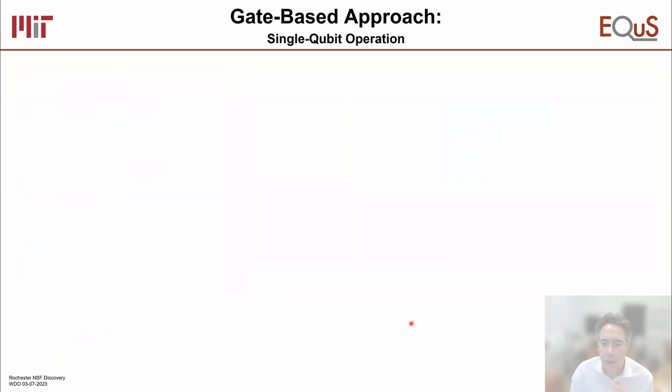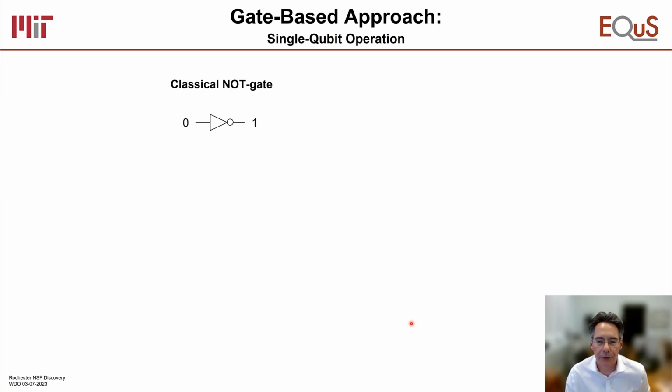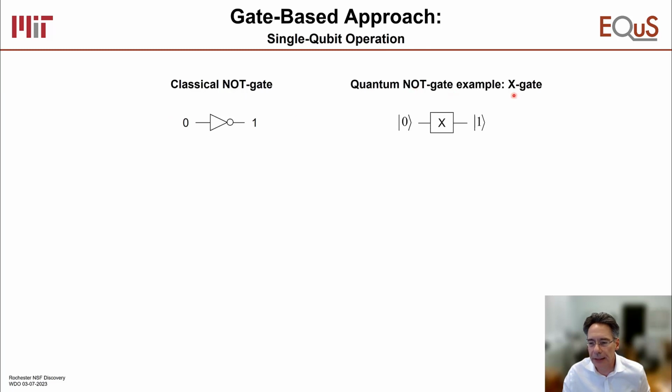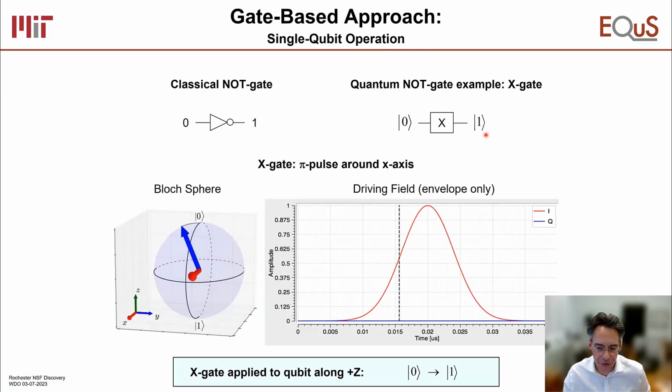Okay. So let's see a couple examples of these quantum gates. And the single qubit operation that we're going to look at has an analog called the classical NOT gate that takes 0 to 1 or 1 to 0. And the quantum version of this NOT gate is an X gate, which takes quantum state 0 to quantum state 1 or vice versa. This is what it looks like in simulation.